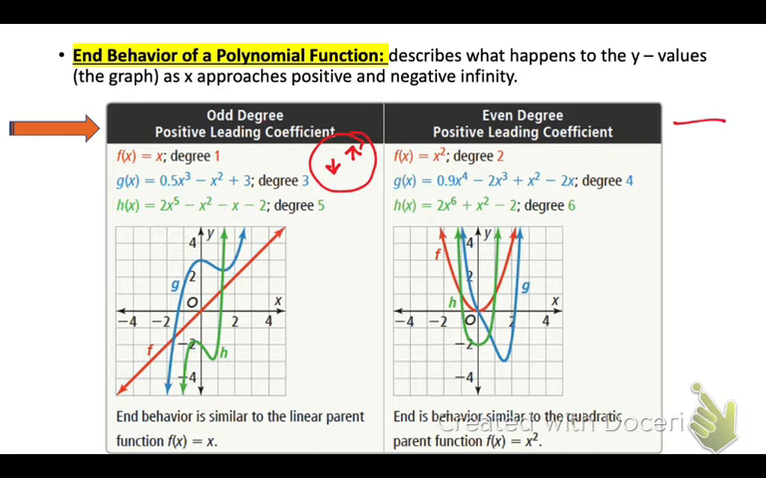Okay, so you're going to write even degree, positive leading coefficient. What are my ends going to do then? Up. So guess what you're going to draw? Two up arrows.